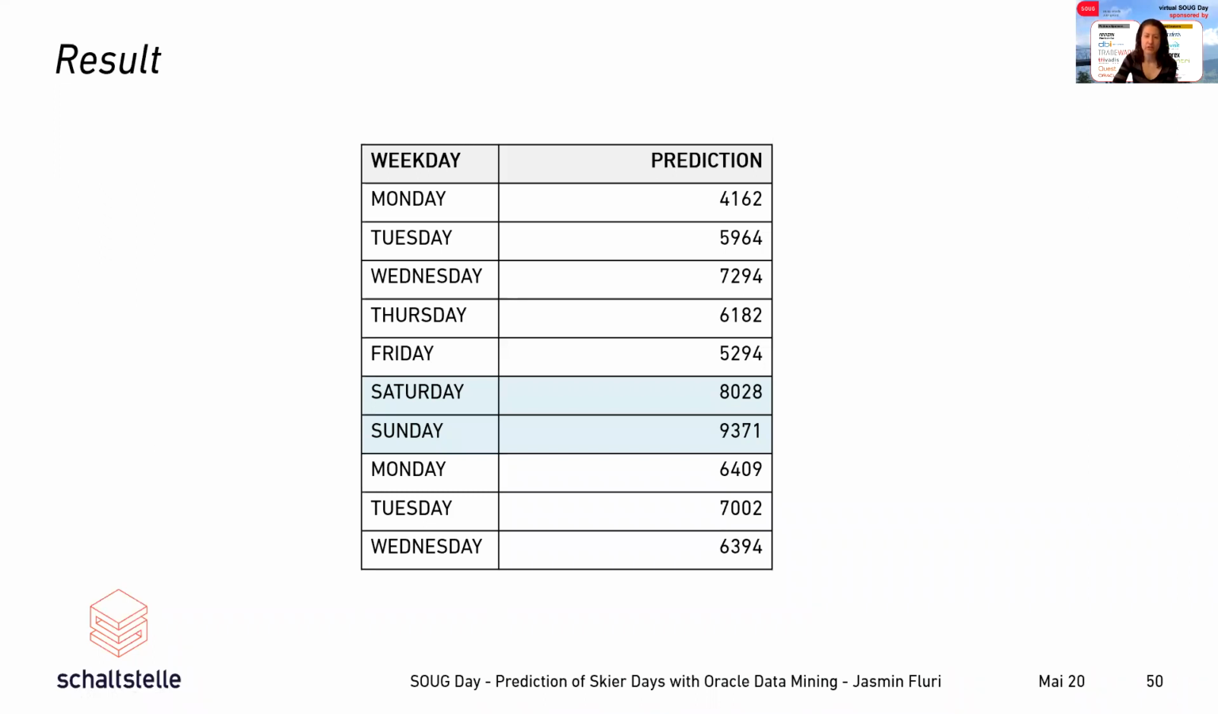When we execute the query, we get something like this, a table with the days and the prediction of how many skiers will ski on a certain day. All the numbers you are going to see here are fake numbers. Unfortunately, I'm not allowed to share the real data with you. But what we can see in the example is that on Mondays, we have a pretty low amount of people predicted, and on the weekend, the number increases.